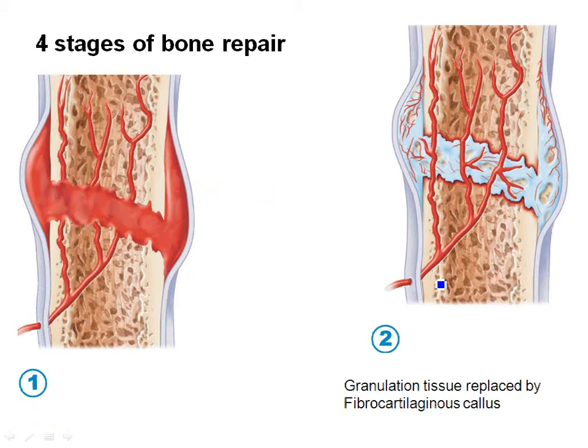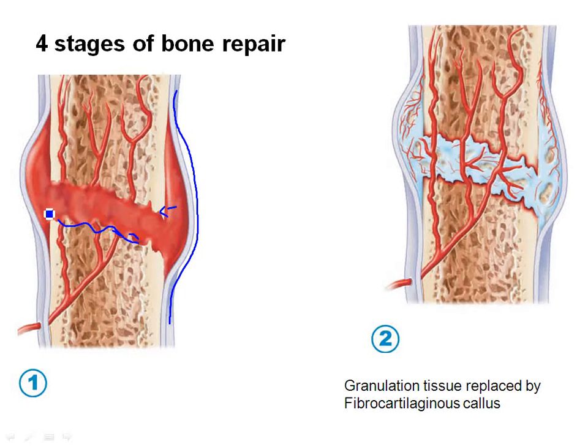Now, bone, just like any type of tissue, has to go through a progression of steps in order to replace itself. So the first thing that's going to happen immediately after the break is you're going to get damage to the periosteum. Blood vessels in the periosteum are going to break, causing bleeding. There's also going to be damage to the bone itself.